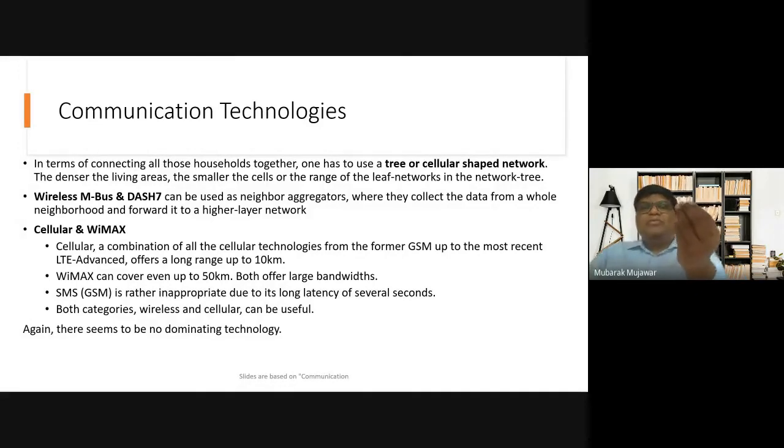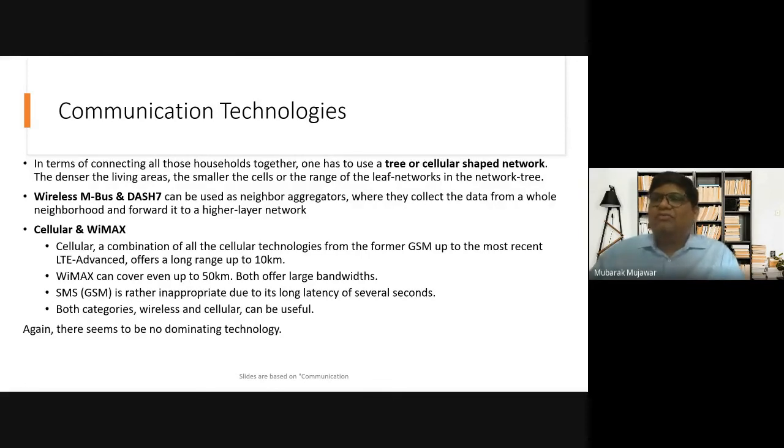However, we should not actually rely on SMS or GSM for communicating critical data, because it is known that SMS has a long latency of several seconds. You might have seen that when you get an OTP from a bank, sometimes it takes about 2 to 10 seconds, because there is a known long latency of several seconds with SMS. So we should not be relying on GSM technology for communicating with critical nodes. Okay, so these are some of the technologies which we can use for smart grid.